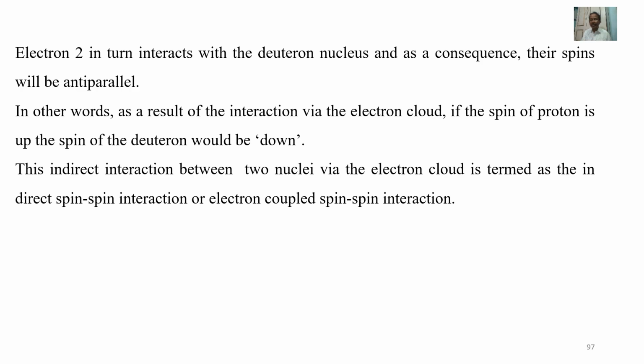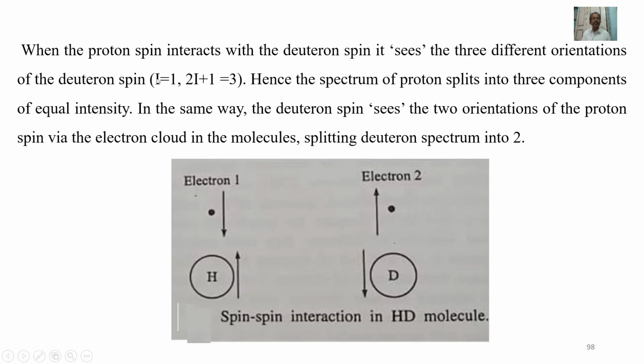In other words, as a result of the interaction via the electron cloud, if the spin of the proton is up, the spin of the deuteron would be down. This indirect interaction between two nuclei via the electron cloud is termed the indirect spin-spin interaction, or electron-coupled spin-spin interaction. When the proton spin interacts with the deuteron spin, it sees three different orientations of the deuteron spin. That is, when I equals 1, we have the formula 2I plus 1, which is equal to 3. Hence, the spectrum of the proton splits into three components of equal intensity.